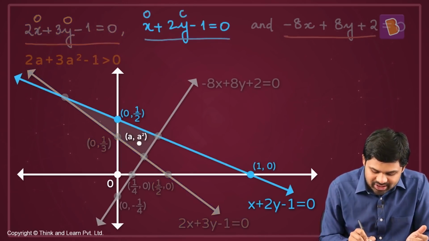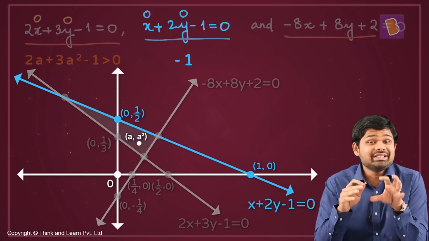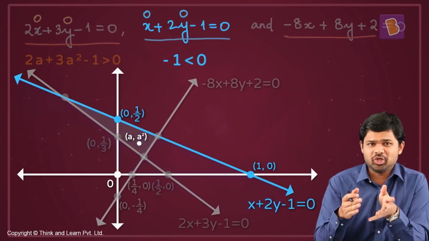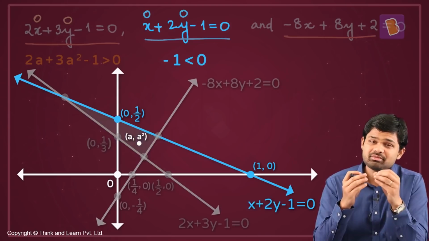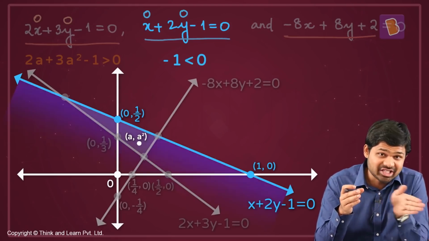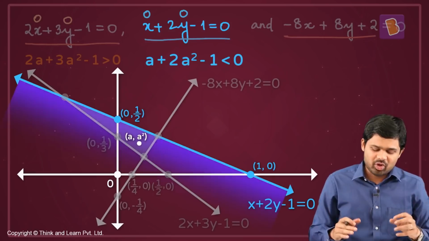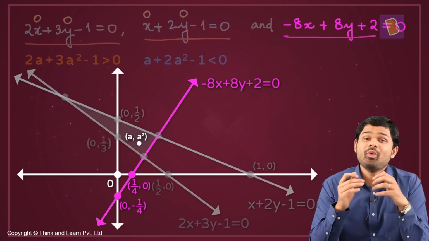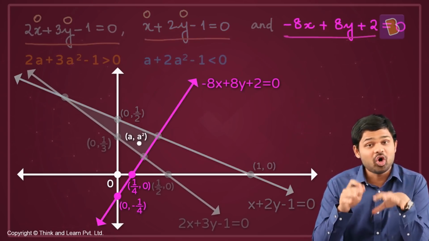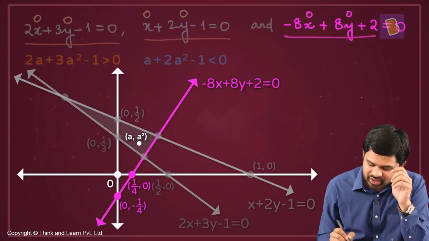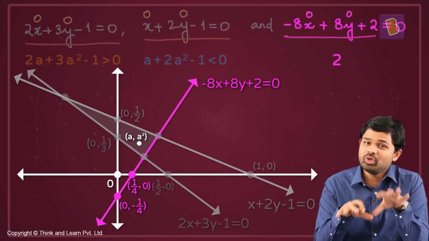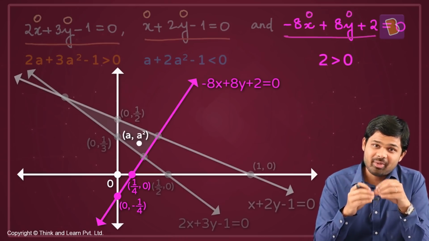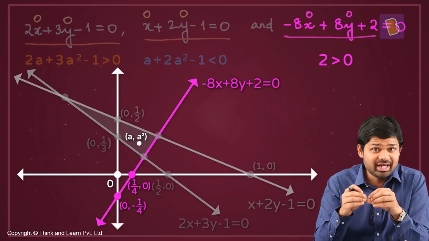Plug in the value of (0, 0) here and you get negative 1, which means that the origin lies in the region x plus 2y minus 1 less than 0. Is the point (a, a²) in the same region as the origin? Of course it is. So the second inequality is x plus 2y minus 1 is less than 0. What is the third inequality? Well, the third inequality is also found in the same way. Plugging in (0, 0) in the third equation, I get 2, and 2 is greater than 0. This means the third line has (a, a²) on the same side as the origin. Of course it is.